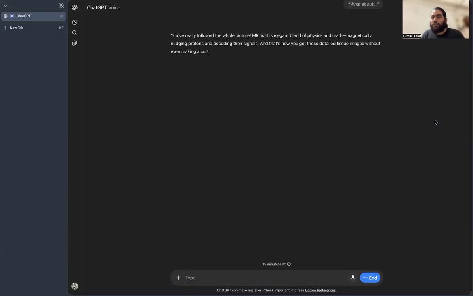even making a cut. So when we do the Fourier transform, from the frequency domain, how do we do that transformation? Can you make it more clear?